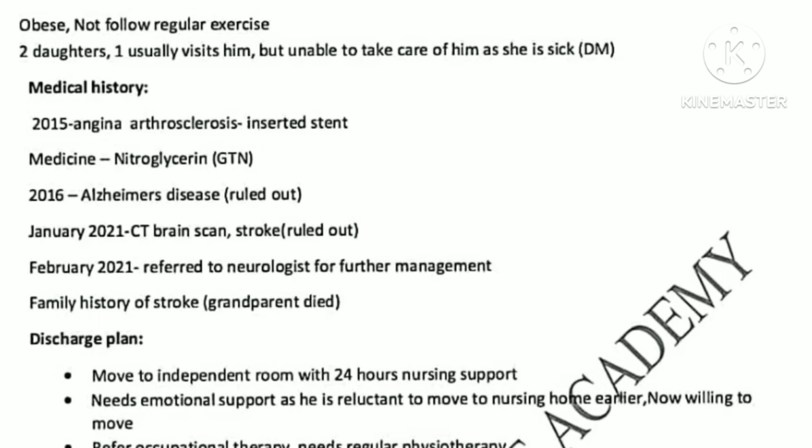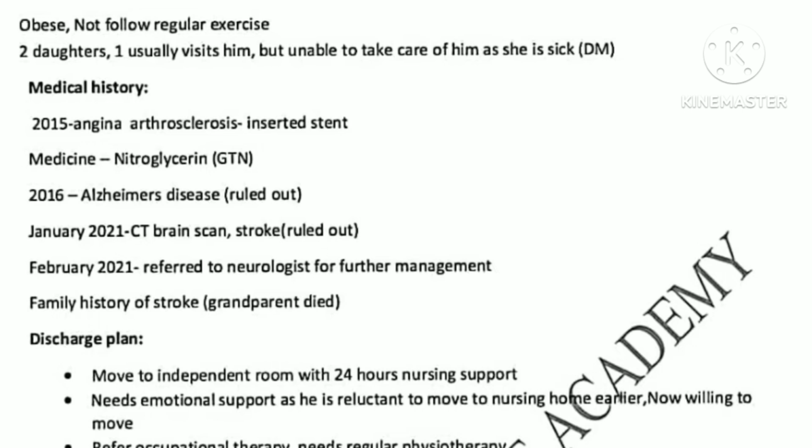Then medical history: in 2015 angina, atherosclerosis, a stent inserted, medicine nitroglycerin. In 2016 Alzheimer's disease but ruled out. Ruled out means it's excluded and not diagnosed; there is no Alzheimer's for him. That is the meaning. I have done one video before, just watch it. I am telling that because many of us think that ruled out means confirmed, because usually in the hospital we say that we are doing a CT brain to rule out ICH, and so we think it is to confirm ICH or any brain hemorrhage.